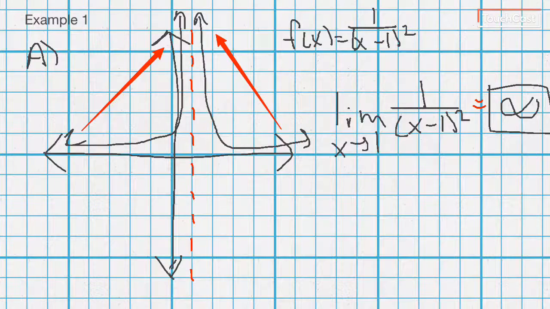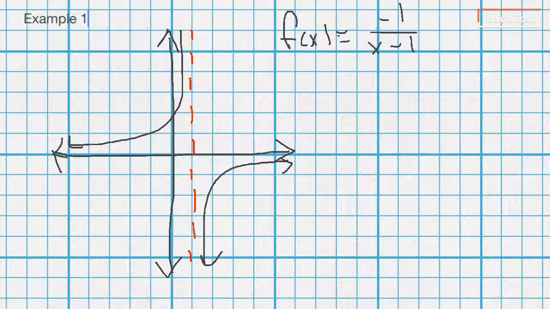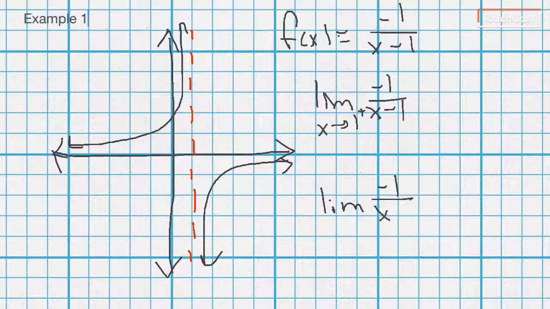Let's look at another example. So again, this is a rough sketch of f of x equals -1 over x minus 1. Let's talk about this in a couple different cases, because as we're approaching the asymptote 1, we're approaching from two different sides. So we're going to look at the limit of -1 over x minus 1 as x approaches 1 from the right. We're also going to look at the limit of -1 over x minus 1 as x approaches 1 from the left. So let's start with the right.